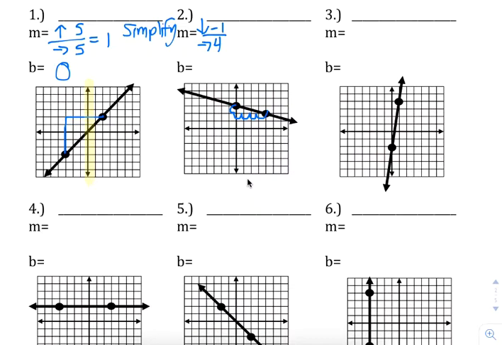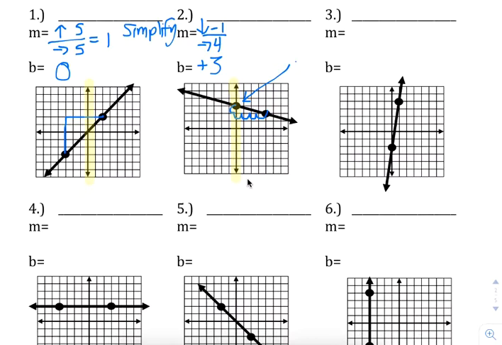My b, however, isn't hitting the origin this time. It's hitting the graph at a positive 3. So that right there is positive 3. That doesn't look like a 3, sorry. There we go. All right, number 3, same idea.